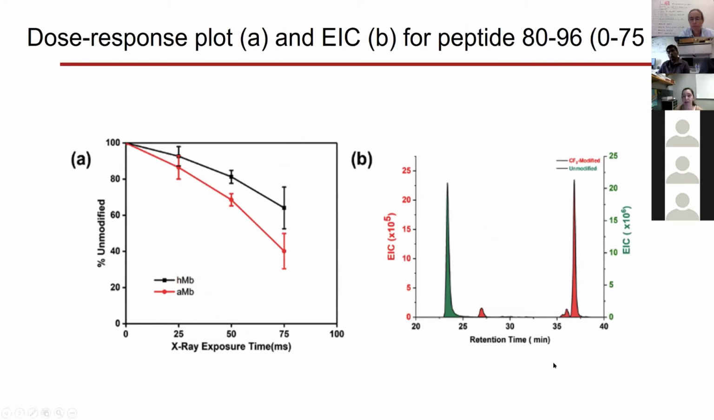So, last example of another peptide. This is peptide 80 to 96, a very important peptide implicated from the crystal structure as a peptide which binds heme in holo form. This is the extracted ion chromatogram for unmodified and then modified histidines, which again is very important. Also I show here a dose response curve so that you can see the difference in holo versus apo form. We have less labeling with the CF3 in the holo form than the apo form.